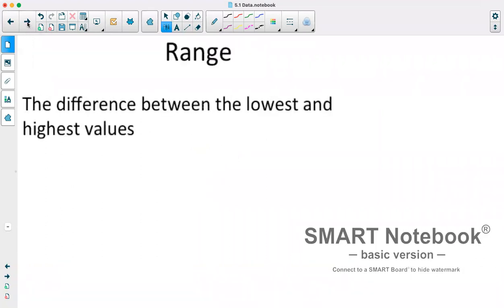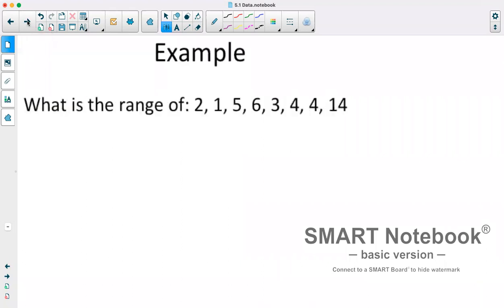Now, our range is our difference between the lowest and highest values. Now, speaking mathematically, difference means subtraction. So essentially what we'll do is we'll find our highest value and our lowest value and subtract them. And the value that we get will be our range.